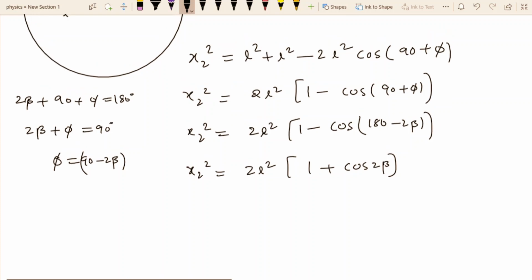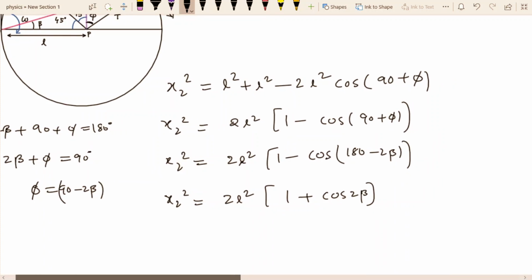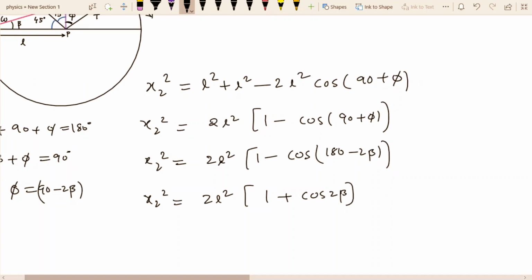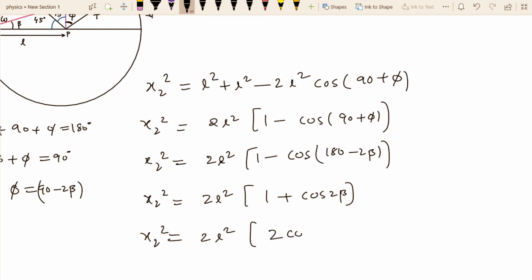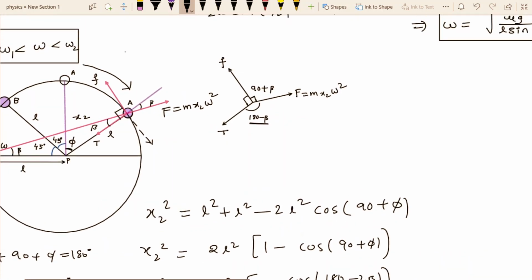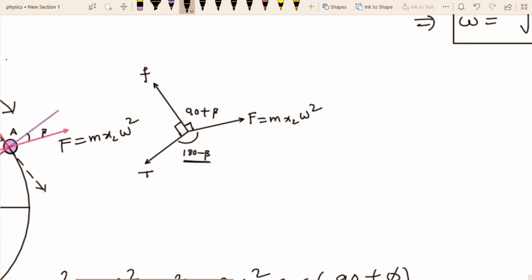So what is the value of 1 plus cos 2 beta? We already have the formula. X2 square is equal to 2L square into 1 plus cos 2 beta. It is 2 cos squared beta, and the value of x2 we are getting as 2L cos beta. 2L cos beta is the value of x2. We got it, and we can directly apply Lami's theorem now. No issue. Here we can apply.